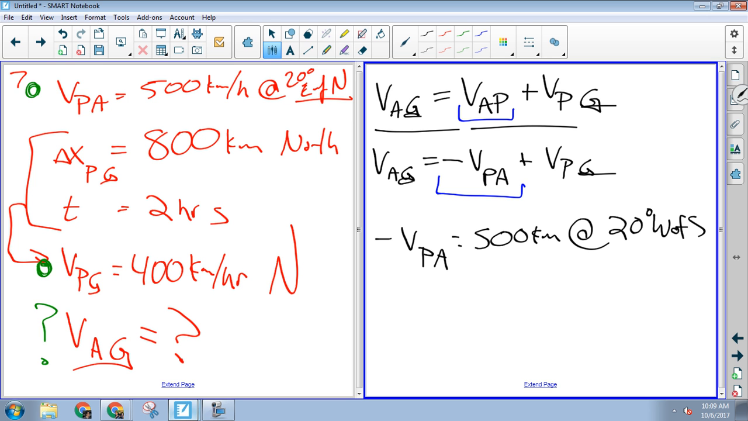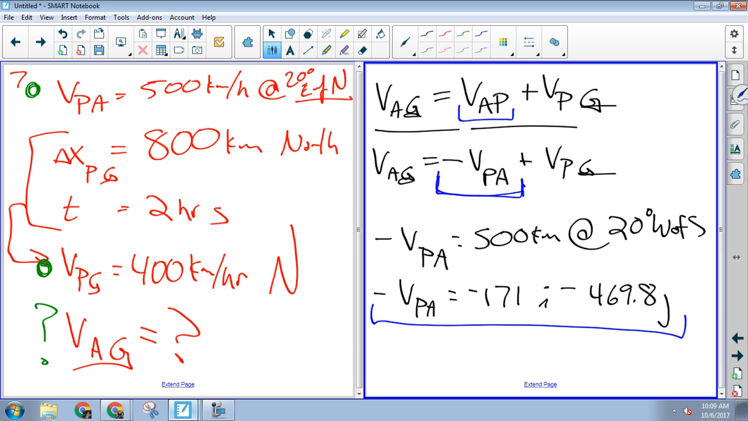All right, so now I'm going to write that out in unit vector notation. So negative VPA is 500 sine of 20, so you get 171 i, and you get 469.8 j. Should either of those be negative? Both of them should be negative. How can I figure that out without even drawing the triangle? West and south, right? So that, what I just wrote here, is this thing, right?